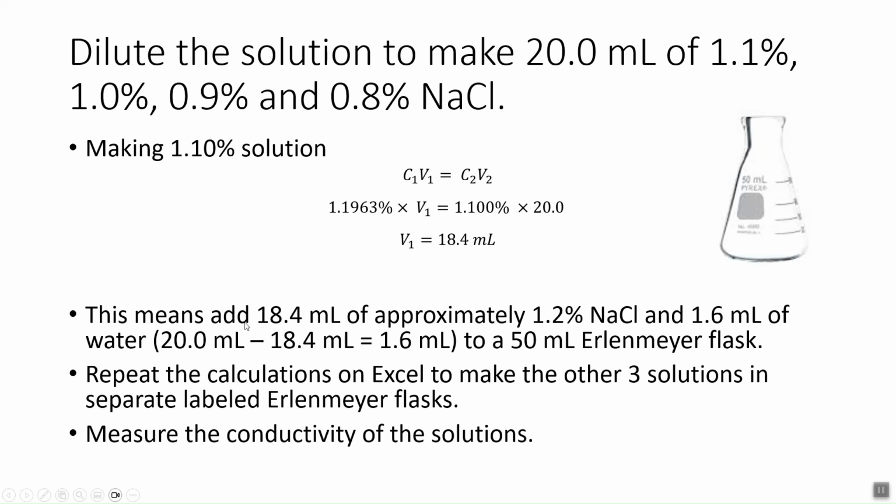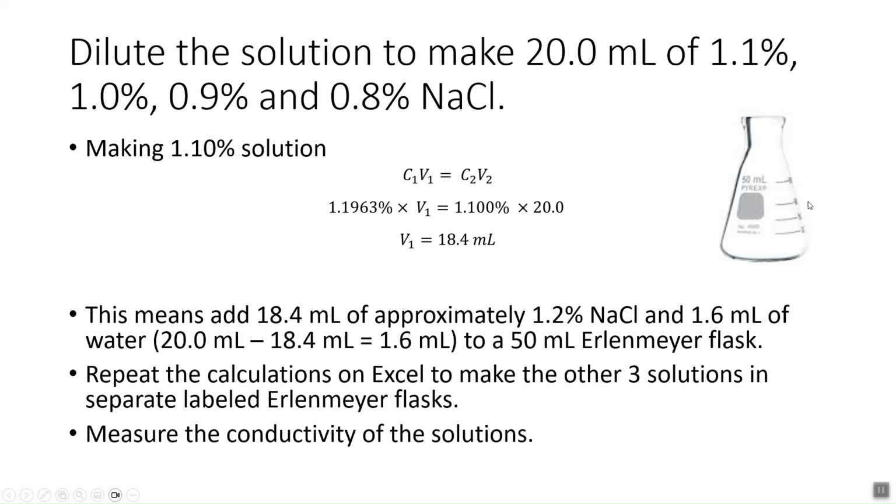What does this mean? It means we add 18.4 milliliters of the approximately 1.2% NaCl. It's not exactly 1.2%, no big deal. And 1.6 milliliters of water. How do we get the 1.6 milliliters of water? Well, 20 is the total volume of the solution, and 18.4 are this solution. So the rest of the 20, or 20 minus 18.4, 1.6 milliliters are water. And we're going to do this in a 50 milliliter Erlenmeyer flask.